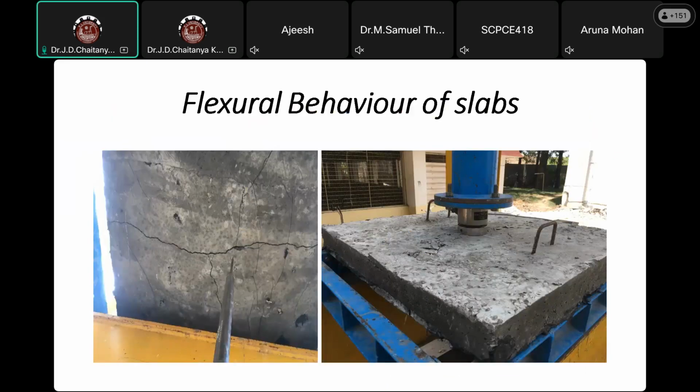Next, coming to the slabs. For the slabs, we also went for the 4 inches discontinuous slab, and the thickness of the slab will be 100 mm, and a 1 meter by 1 meter slab we used for the testing of this concrete. You can observe the cracks, crack patterns and all.